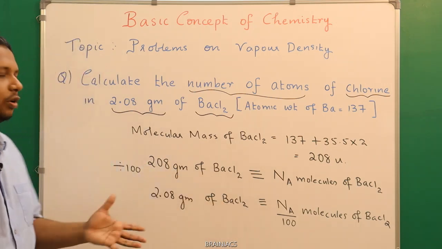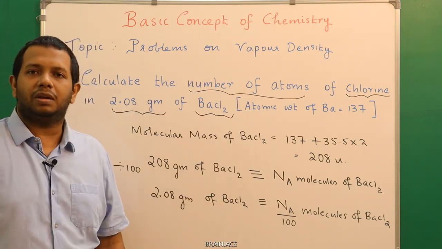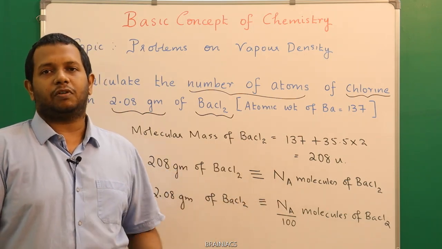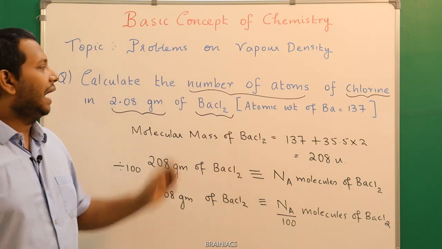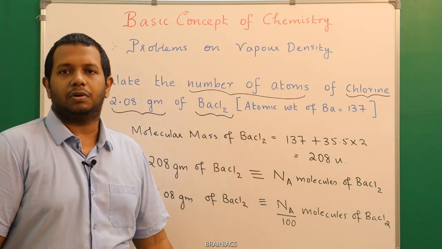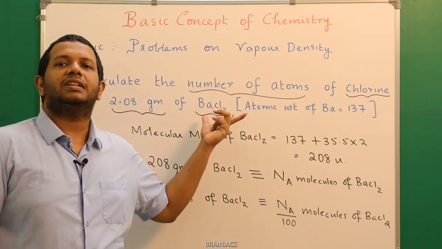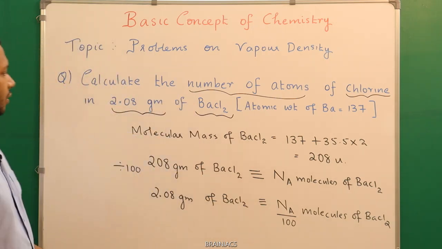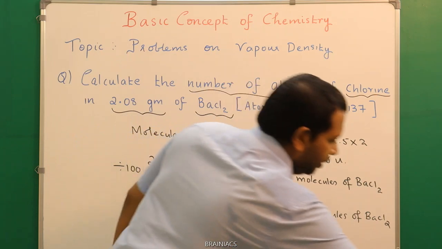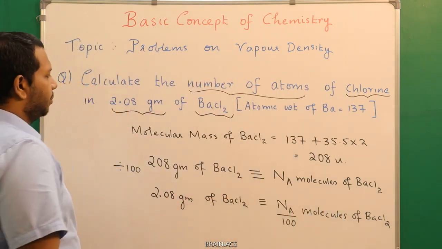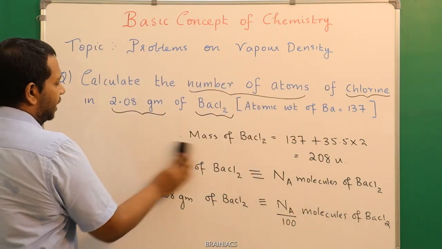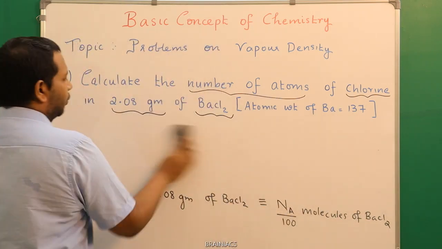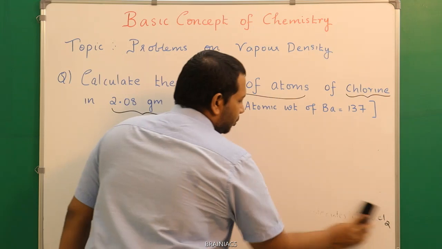What is the number of molecules present in 2.08 gram of barium chloride? Na by 100 molecules. Now if I know the number of molecules, what is the next thing to find out? Atomicity of chlorine in barium chloride. Multiply that, you will get the number of atoms of chlorine. So the next step is what actually? We calculated the number of molecules. Next we will write down the atomicity, first the total atomicity for your understanding, then the atomicity of chlorine.